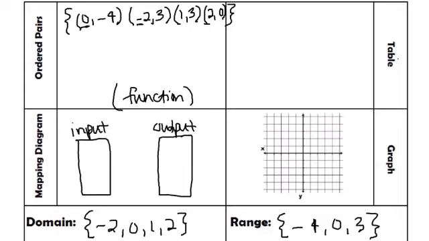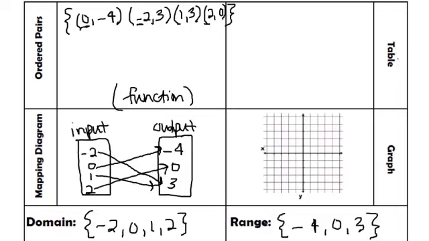Now we can also represent this function with an input and output diagram. So again, our domain is our input, so we can list those, -2, 0, 1, and 2. Our output is -4, 0, and 3. Now -2 is paired with 3, so we're going to draw an arrow to 3. 0 is paired with -4, and I'm just looking at the ordered pairs, and that's how I know which is with which. 1 is paired with 3, and 2 is paired with 0. So again, just another representation of the function that we were given.